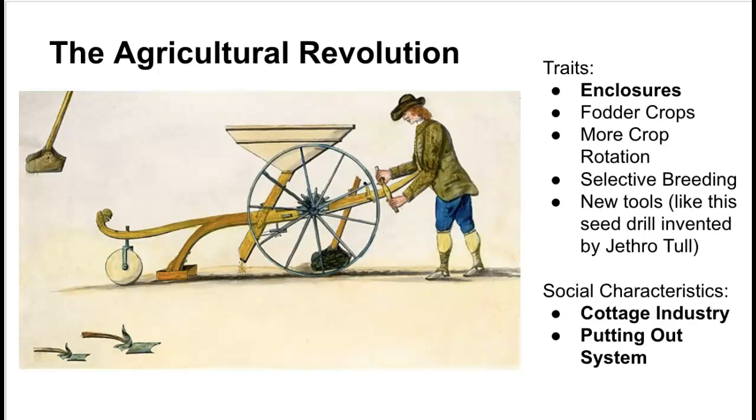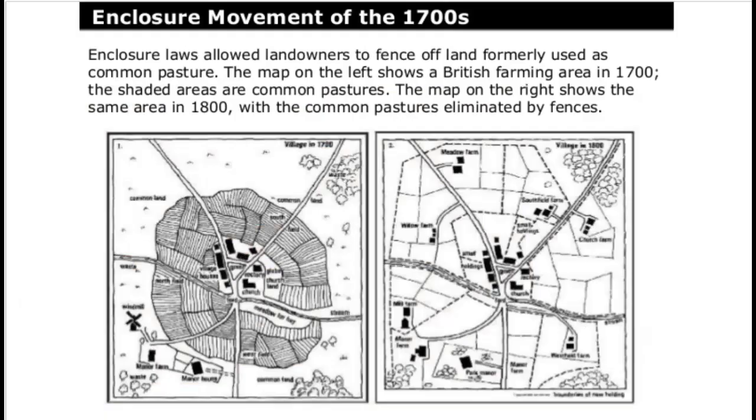Socially, the cottage industry was still in place during the agricultural revolution, but then there's a newer sort of version of the cottage industry that's called the putting out system, and we'll talk about that in just a moment. So let's talk first about enclosures. So within the agricultural revolution, you have enclosures.